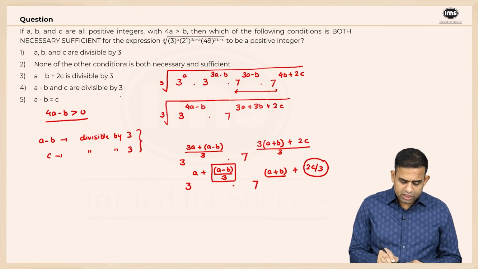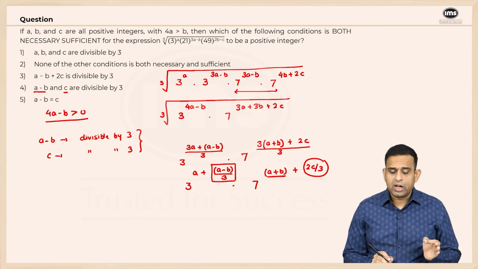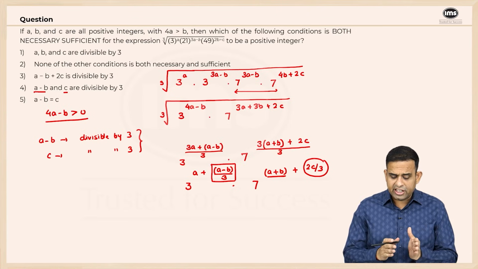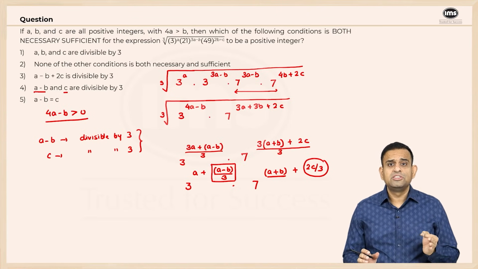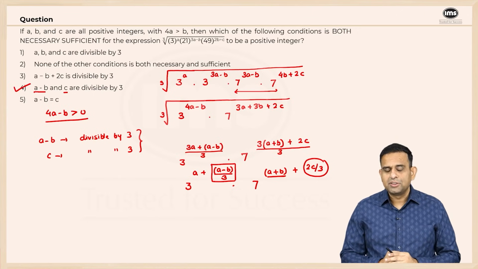But if I look at option number 4 carefully, a minus b and c are divisible by 3 is necessarily important. Understand, option number 1 is also going to give you a situation where the expression will come out to be a positive integer, but that condition is not necessarily sufficient over here. So option number 4 is my required answer for this question.